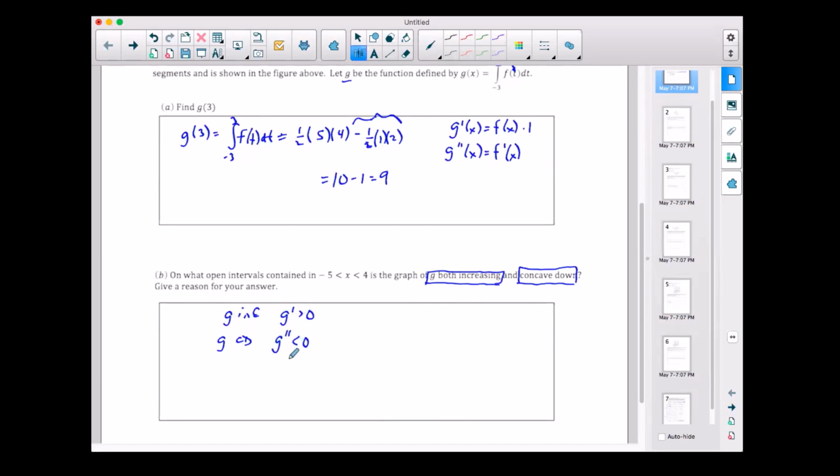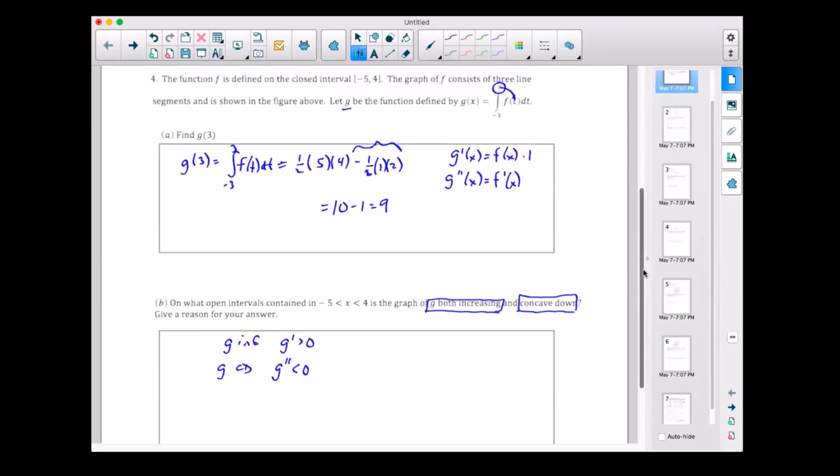And then G double prime is negative, which means that G is concave down. And I want to figure out when both of those things are happening at the same time. When is G increasing and concave down? Well, now that I've written this sort of roadmap out, I can actually go back and find those things.